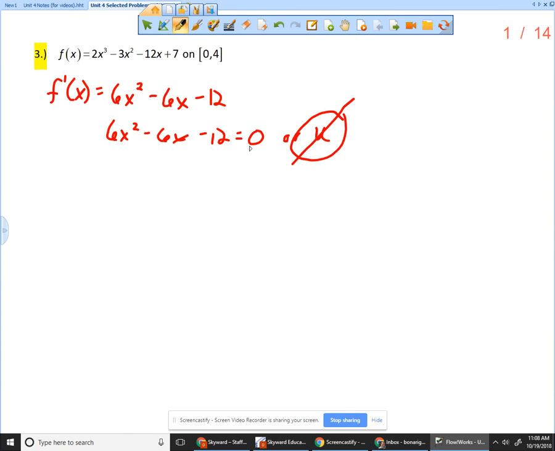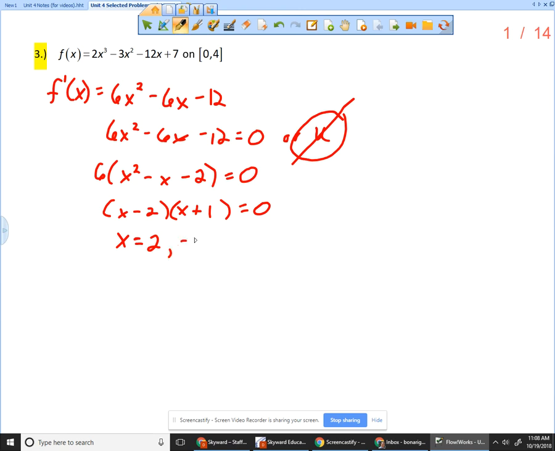All right, and so first thing I'm going to do to solve this is factor out a 6. So I divide by 6, and I get x squared minus x minus 2 equals 0, so I'm going to factor. All right, so I factor into x minus 2, x plus 1 equals 0, and so x equals 2 or x equals negative 1.